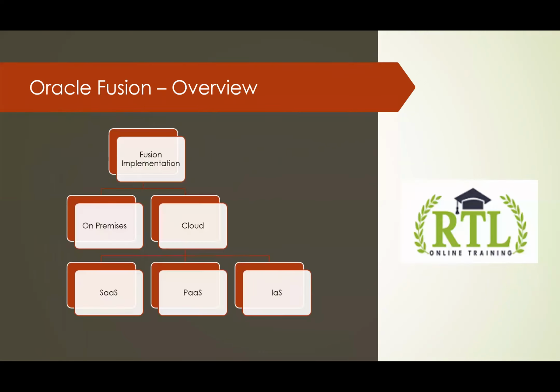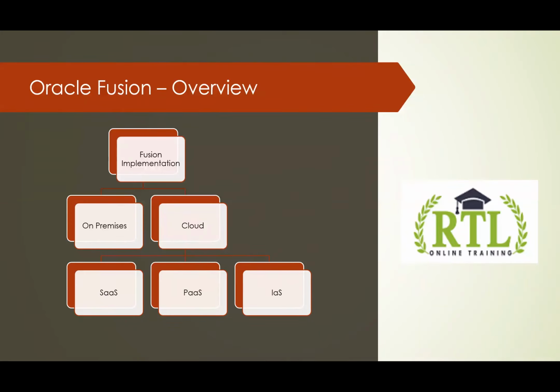Now, let us see the implementation overview on Fusion Cloud. If you go to the Fusion implementation, it can be done in two models. One is on-premise implementation and the other one is cloud implementation. If you go with the on-premise implementation, it is again just like your EBS.